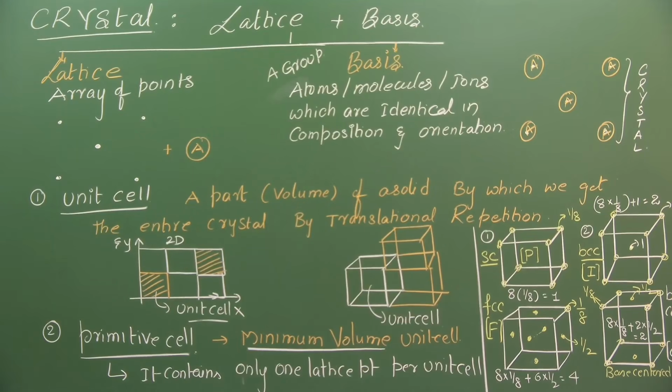So I hope you are getting the terminology also. Get ready. P for primitive, that's why simple cubic is primitive. BCC is represented by I, FCC by F, base centered by C.